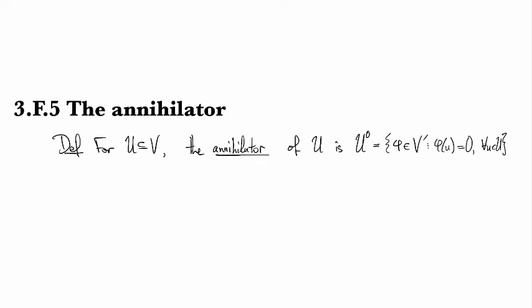And so that means in particular that U is in the null space of phi. So you can see that this is all of the phis in V' that contain U in their null space.